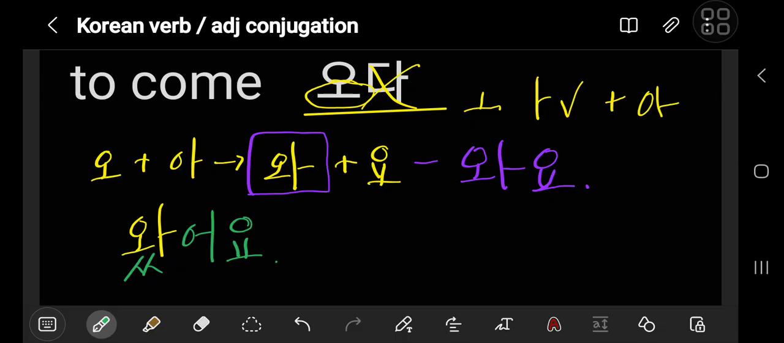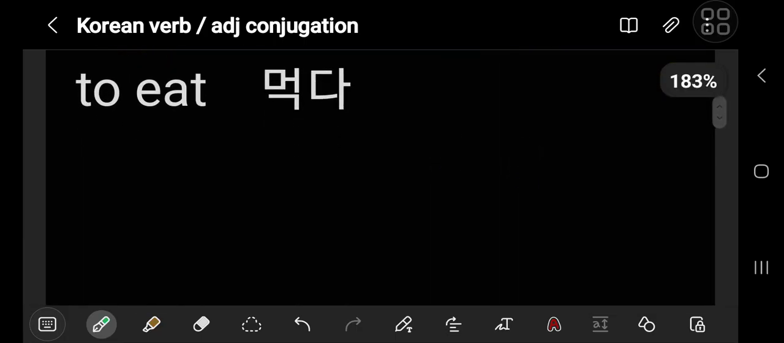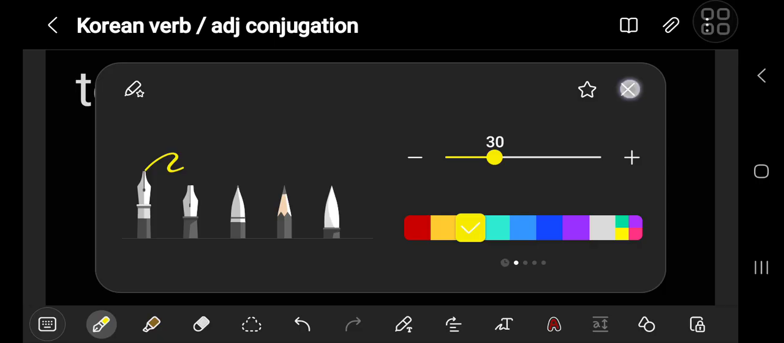So when did you 왔어요? Oh, I 왔어요 yesterday. So when did you come? Oh, I came here yesterday. 언제 왔어요? When did you come? And let's go to our next one. Cool. We're back at 먹다.